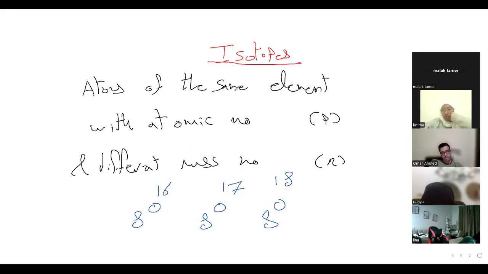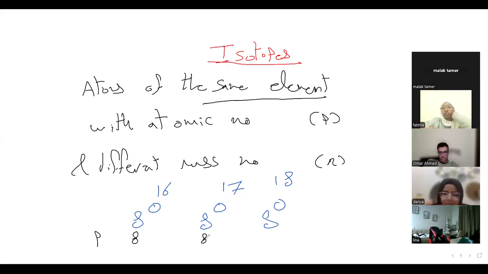We start in isotopes, atoms of the same element, all of them oxygen, all of them carbon, like that. Same element, with same atomic number and different mass number, or same number of protons, different number of neutrons. For the first one, number of protons equal how many protons? Dania, how many protons? In O-16, how many protons? 8.